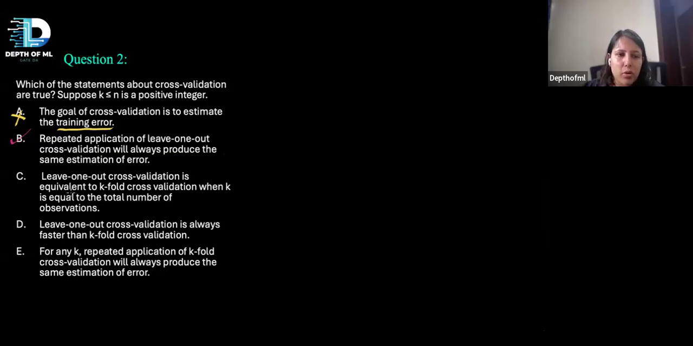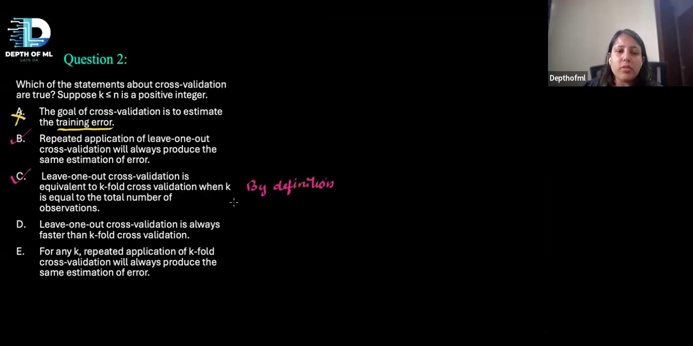Okay. So now we have this. Now what about this? Leave one out cross validation is equivalent to K-fold cross validation when K is equal to the number of observations. So this we saw, this is correct, right? This is by definition correct. Fine. So this is correct.